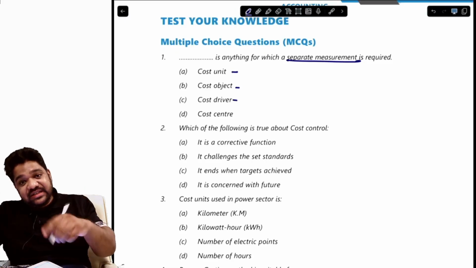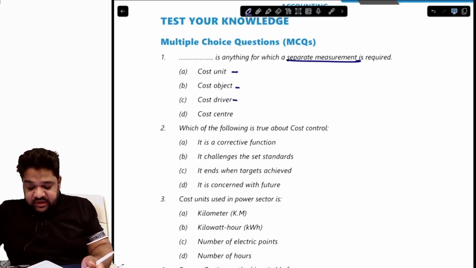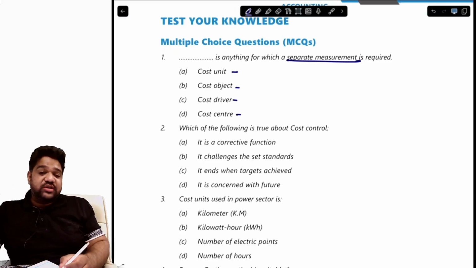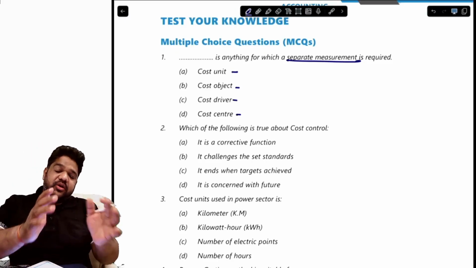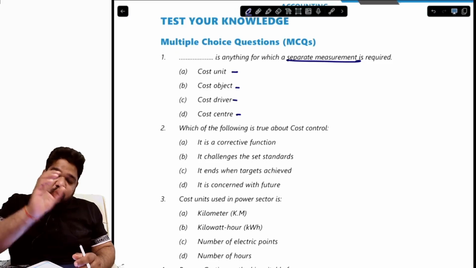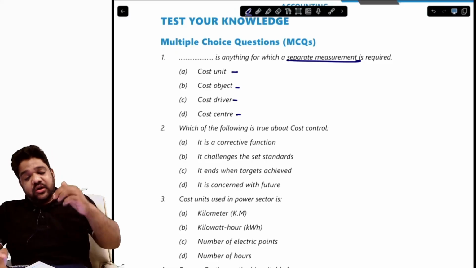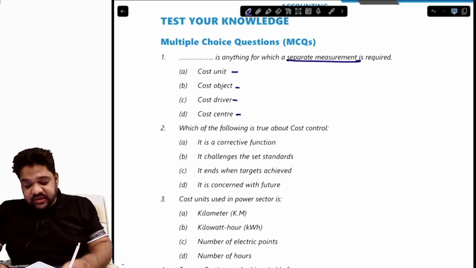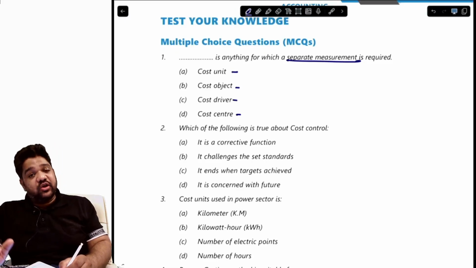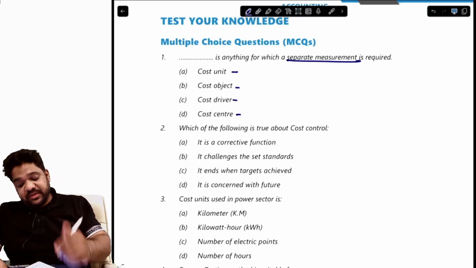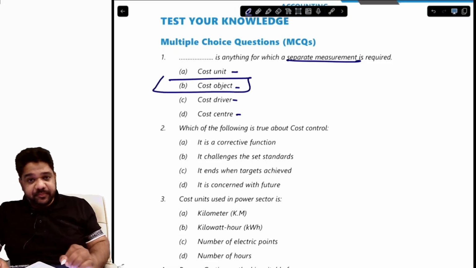Cost driver is the reason why a cost changes. So that is again not a separate measurement. And cost center is basically a department or a person whose job is to spend money. Let's just put it like that. That is a cost center, and that is again not a separate measurement. A separate measurement is cost object.